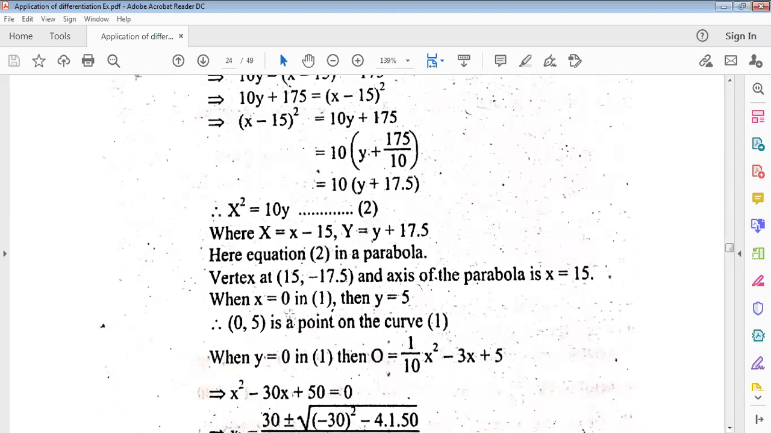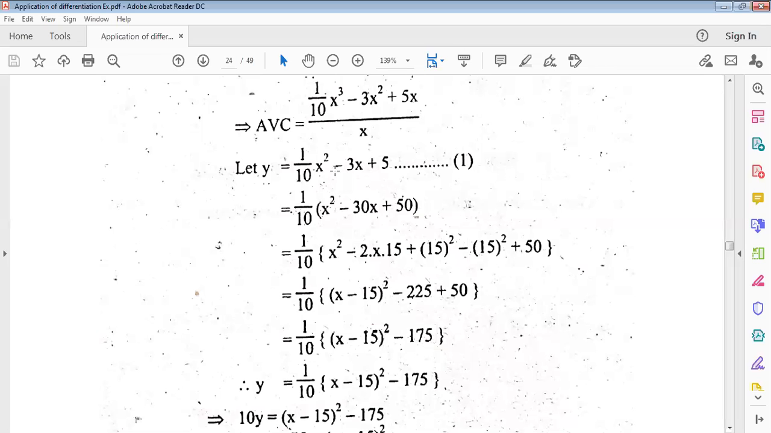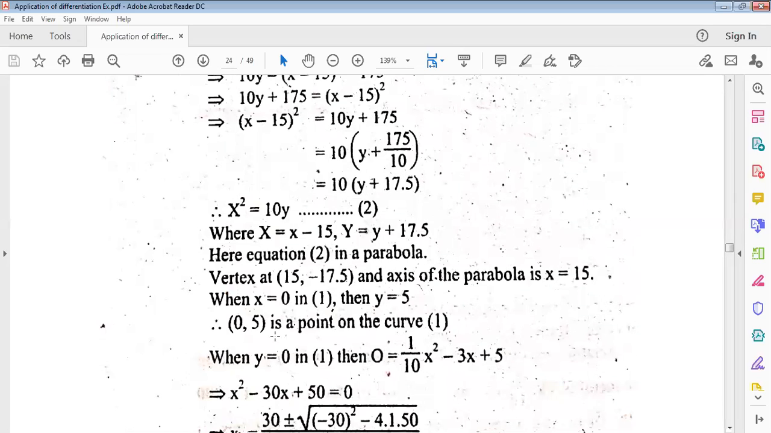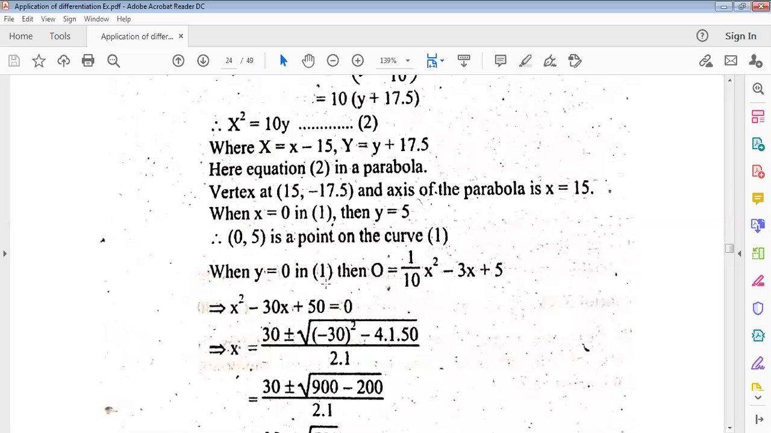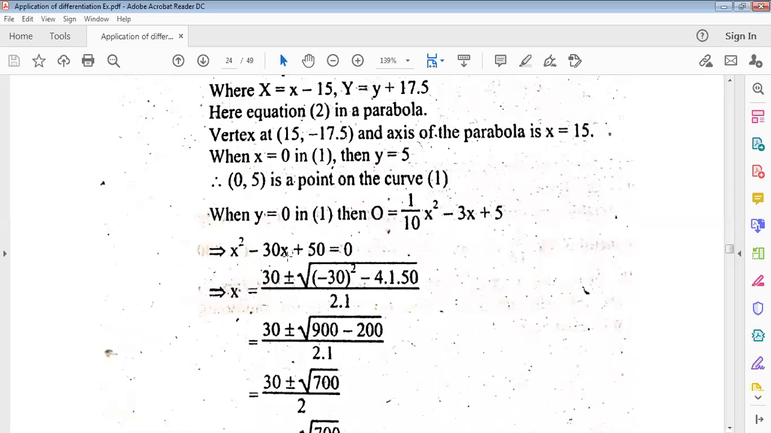Now when x equals 0, putting x equals 0 in equation 1, y equals 5. So the point (0, 5) is on curve 1. Now when y equals 0 in equation 1, then what is x? It is an equation of the type x square plus bx plus c, that means a quadratic equation. In the midterm of first semester, you got this quadratic equation, x square plus bx plus c.